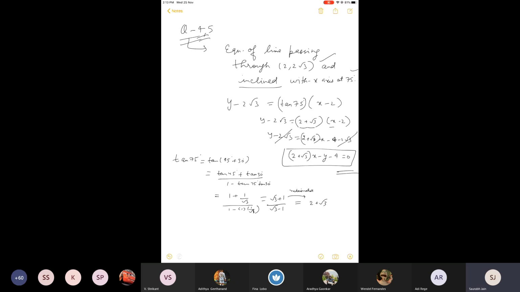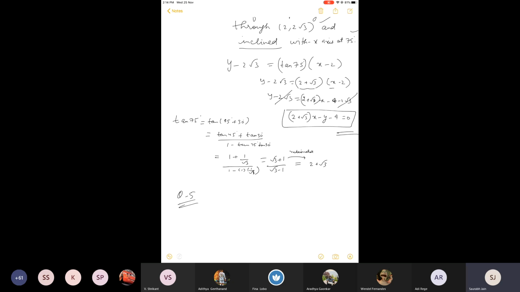Now the next question, fifth one. We have to find the equation of line which is intersecting the x-axis at a distance of 3 units to the left of origin. Draw a line such that it intersects the x-axis at a distance of 3 units from origin, to the left of origin. And its slope is minus 2.